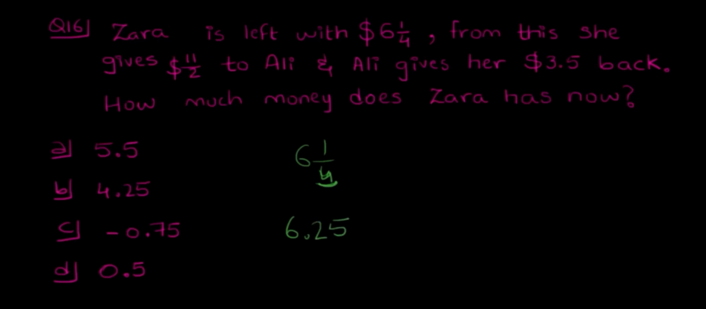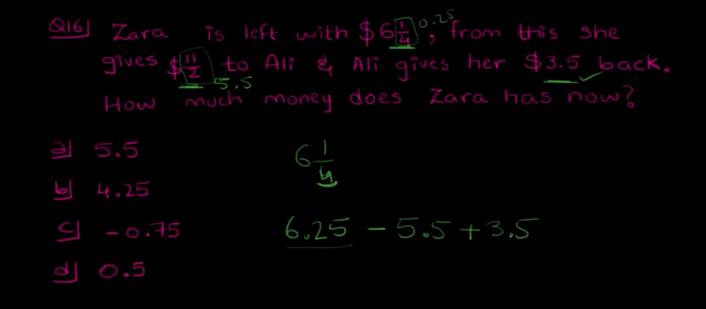Right? And from this, Zara is left with 6.25, so that's the total amount of money she has. From this, she gives 11 over 2. How much is 11 over 2? 11 split into 2 is 5.5. So she gives away 5.5. And Ali gives her 3.5 back. That means adding 3.5 into it. Okay, so that's done. A quarter is 0.25, which is why I wrote 6.25 over here. 11 divided into 2.